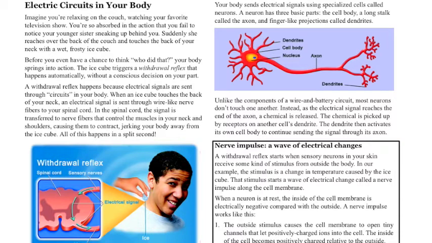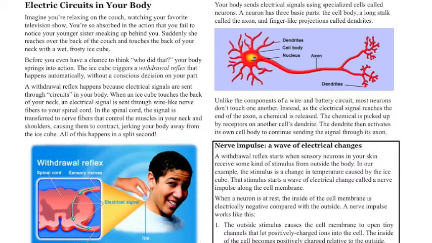Nerve impulse, a wave of electrical changes. A withdrawal reflex starts when sensory neurons in your skin receive some kind of stimulus from outside the body. In our example, the stimulus is a change in temperature caused by the ice cube. That stimulus starts a wave of electrical change called a nerve impulse along the cell membrane. When a neuron is at rest, the inside of the cell membrane is electrically negative compared with the outside.